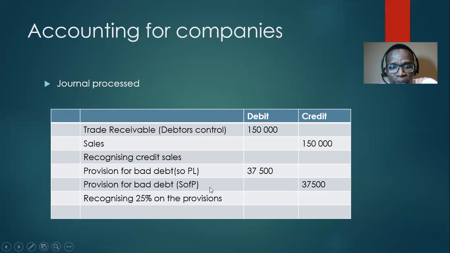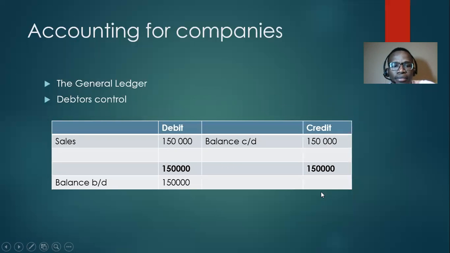How this provision for bad debt is recognized is that your users will be able to say, okay, as much as 150,000 is being provided to customers on credit, right? There is an estimate that 37,500 won't be able to pay. So the net is the difference between the two, but we'll see that on the next slides.